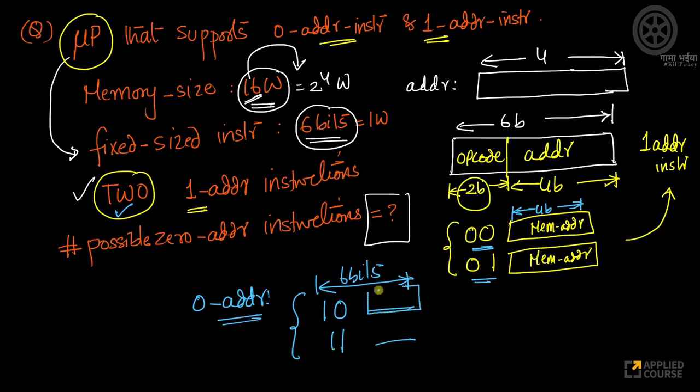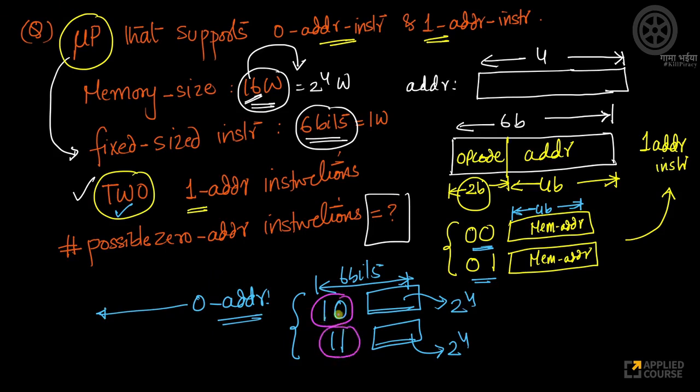And here I can have 4 more bits. Since I can have 4 bits here, how many values can I generate? 2 power 4. So how many total 0 address instructions can I have? My 0 address instructions have to start with 10 or 11. When it starts with 10, my control unit interprets this as 0 address. So it will not interpret these 4 bits as a memory address. It will interpret them as part of the opcode itself, because it clearly understands that when it starts with 10 or 11, it's a 0 address.